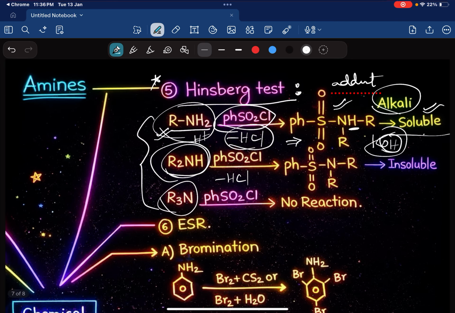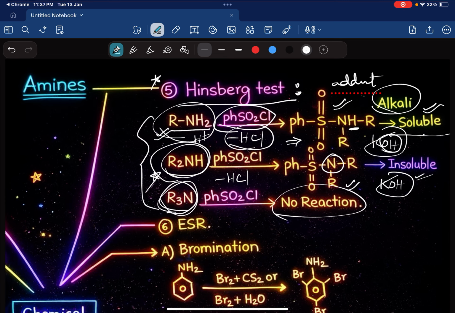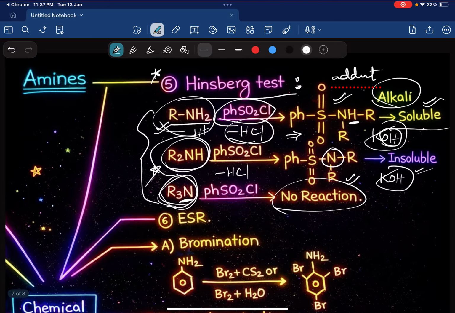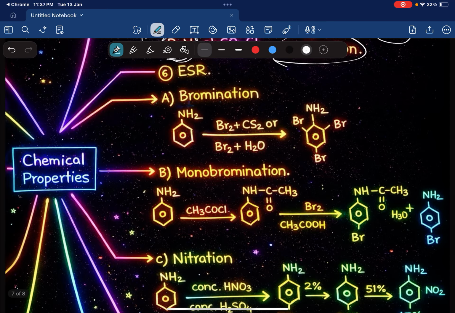Coming to secondary amine, here also there is loss of HCl. Once HCl is lost, this is the product. This nitrogen doesn't have hydrogen, so it is not going to react or dissolve with base or KOH. So an insoluble product is given by secondary amine. Tertiary amine gives no reaction because there is no hydrogen on nitrogen. That's how the reaction takes place.